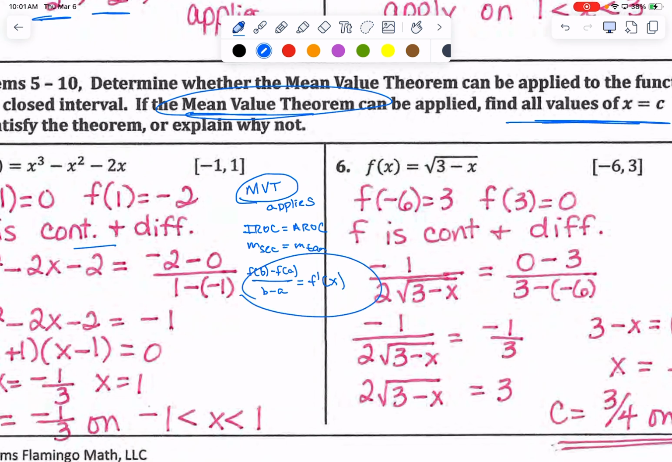All right, on your calculus essentials, memorize that. f of b minus f of a over b minus a equals f prime of x. That's all you need to know for MVT. It's that simple. Get that memorized.